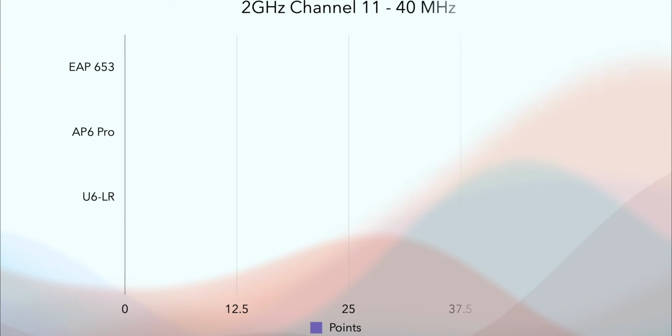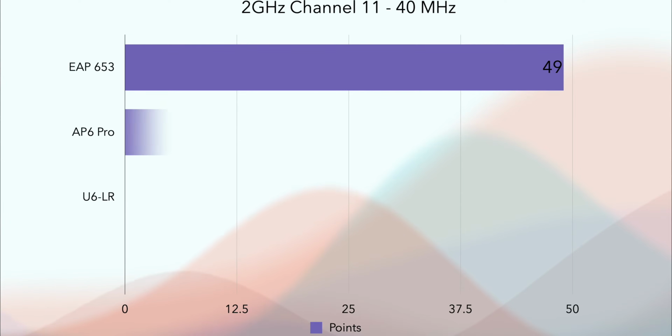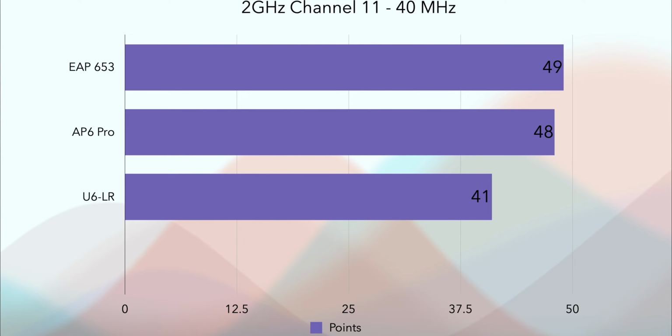But I think that's okay because I came up with a scoring system to hopefully give us a somewhat reasonable and accurate idea of just how these performed. Let's go ahead and take a look at my scorecards for each of these. First up, we have the 2 gigahertz scorecard. The number of points awarded to the EAP653 was 49, with the AP6 Pro trailing just behind by 1 point with 48 total, and the U6-LR with 41.